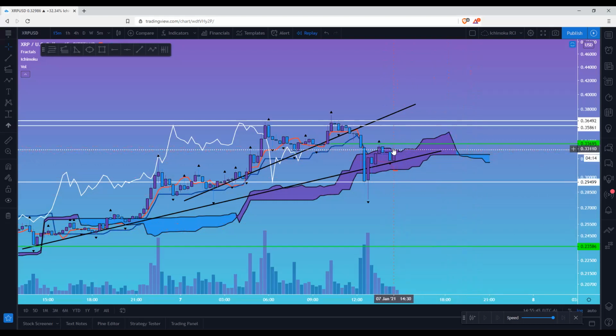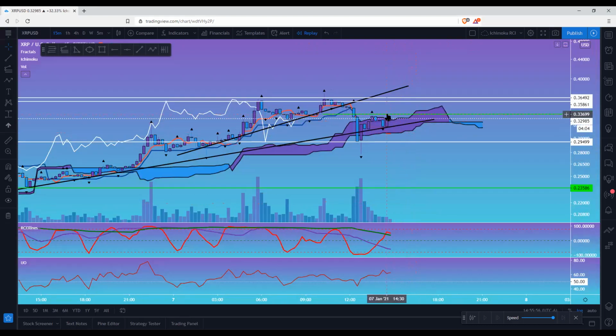So if y'all want to, y'all could enter in right in here and make sure this Chiku span gets above the prices. That's why I'm a little hesitant, but if it does, that's what I was going to say, because look at the cloud. It should get above, but you don't want to jump the gun.